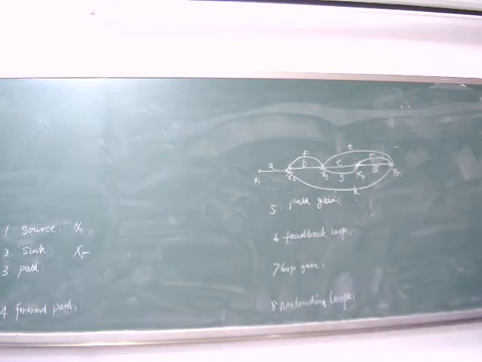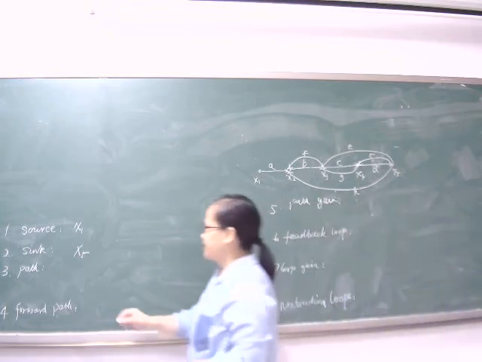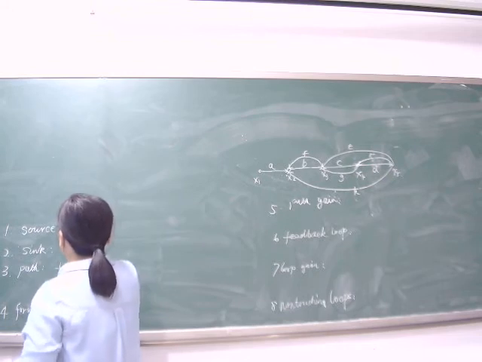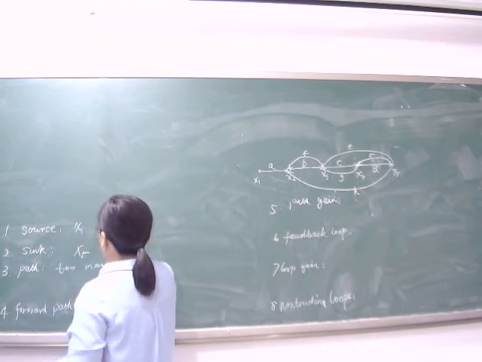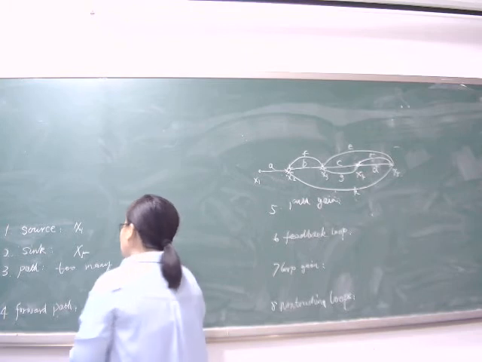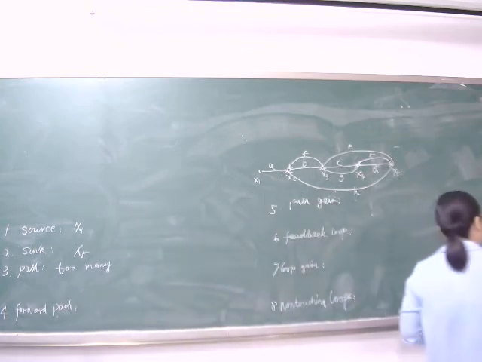Too many paths. From x1 to x2 is a path. x2 to x3, x3 to x4, connected, and x2, x3, x4, x2, x4, x3, x4, and so on, too many. Now we only focus on forward paths.